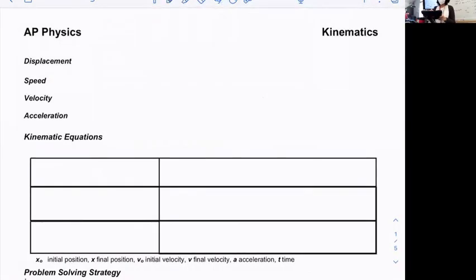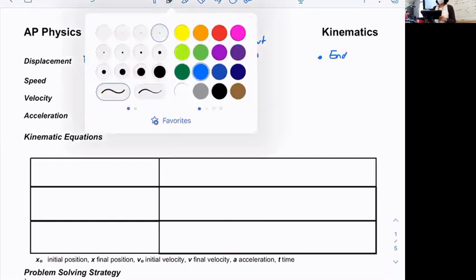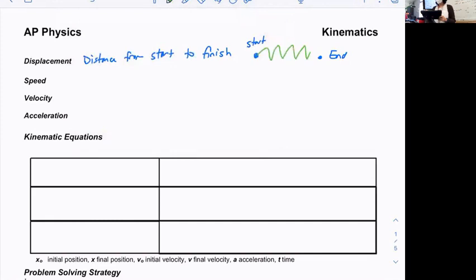So, displacement definition: it's the distance from start to finish. It does not matter the path. If you started here and you ended here, and you took this amazing journey of a switchback, the displacement is just from there to there. Displacement does not count all your steps. It just is from start to finish, where are you?